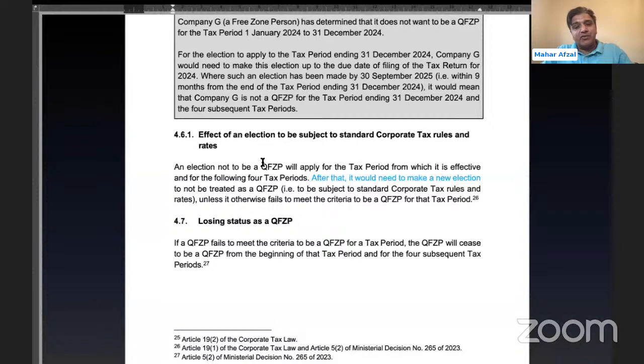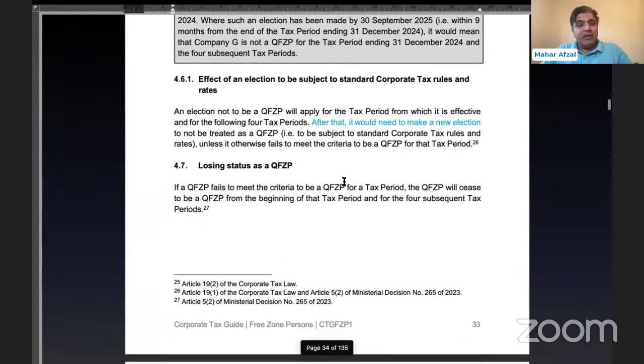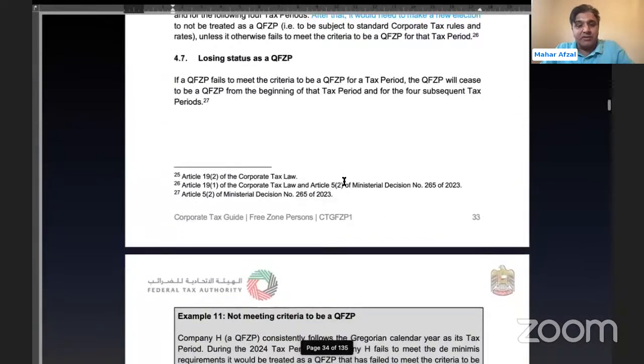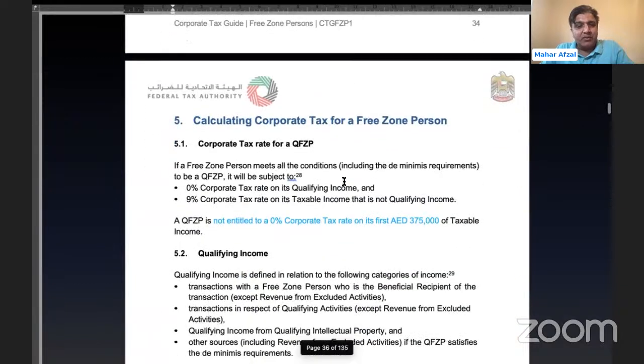Election to be subject to standard corporate tax rules. Again, as I mentioned, you need to make a new election after 1 + 4 years. Losing status as a qualifying free zone person. You can go through this.